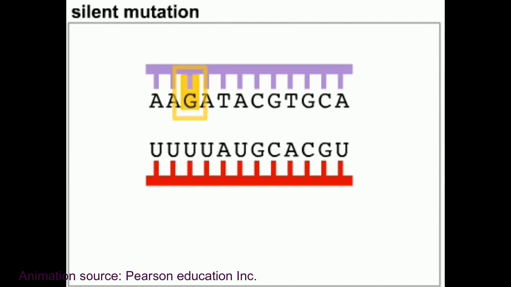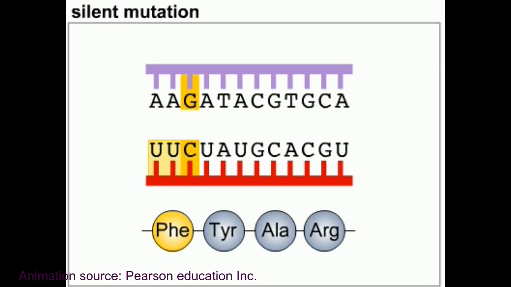If the base substitution produces no change in the amino acid sequence of the resulting protein, it is a silent mutation. Due to the redundant nature of the genetic code, about 1/3 of all substitutions lead to silent mutations. Since there is no change in the amino acid sequence of the protein, silent mutations affect the genotype of the organism but not the phenotype.